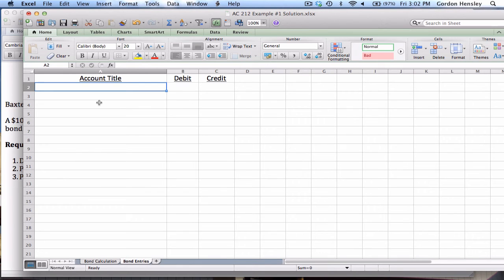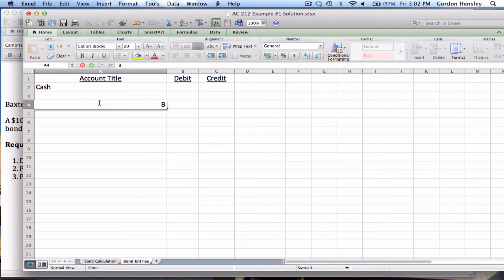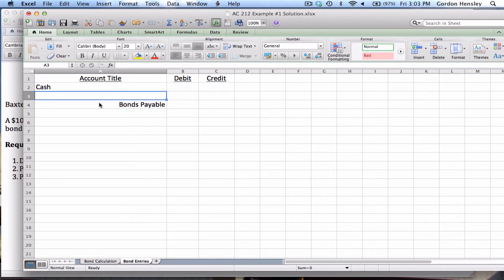Now the first journal entry, this is going to be the entry to actually issue the bond. When I issue the bond, I sell it for cash, so I can debit cash. At the same time, I'm obligated to one day pay this back. That's a liability that we call bonds payable. And since that's a liability, I'll credit that. And notice that I skipped a little bit of space there. I want to leave myself a little bit of room.